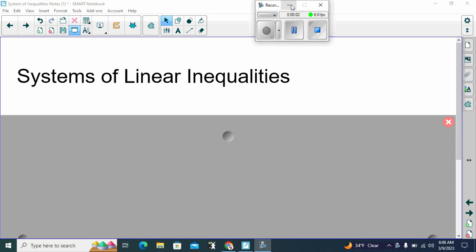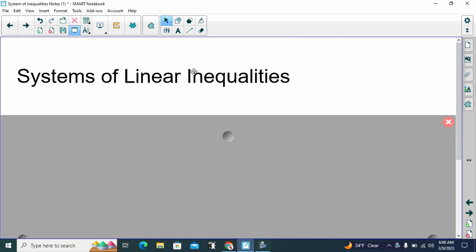Today's notes are on systems of linear inequalities. The last couple class periods we have been graphing two variable inequalities. Last chapter we did systems of equations. Now we're doing systems of inequalities.